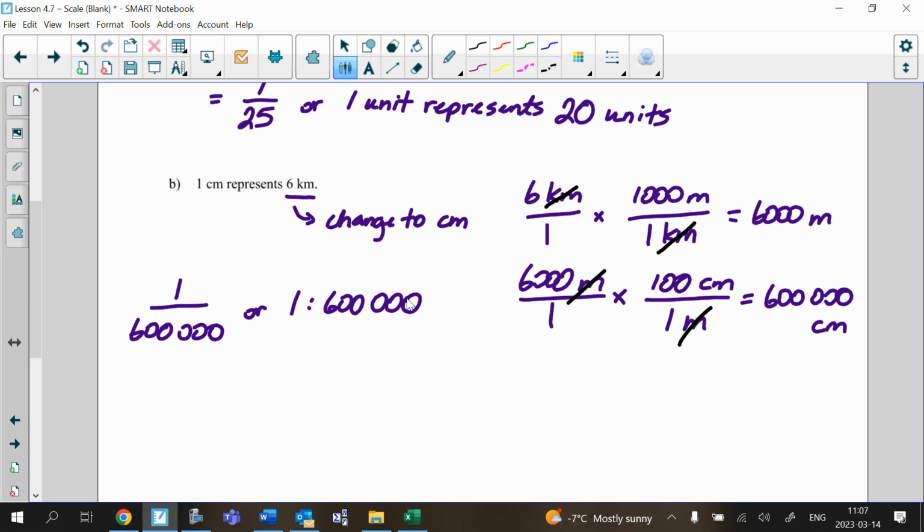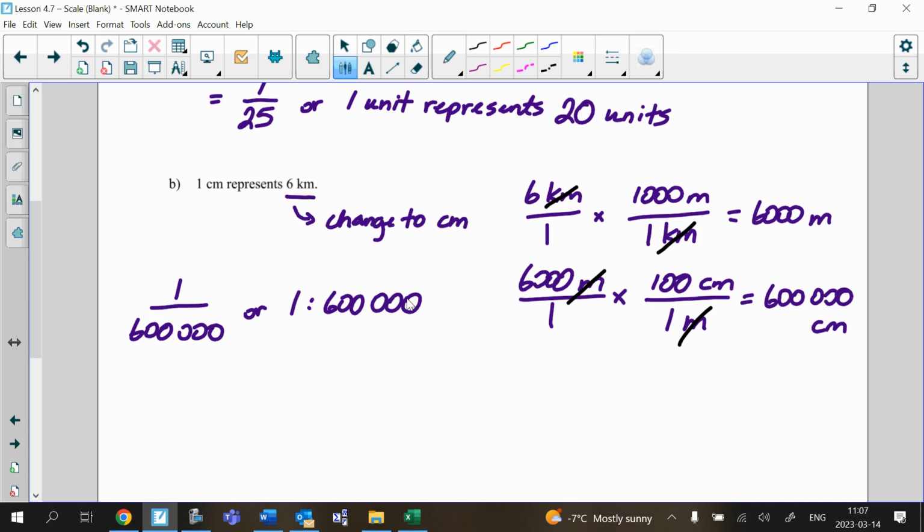Okay, so where do we use these things? Like I said, maps was just one example. I mean, it's used in architecture all the time, right? If you're planning a house for someone, if you're designing a house for someone, you have to be able to show it so that the person can see it right on a piece of paper.